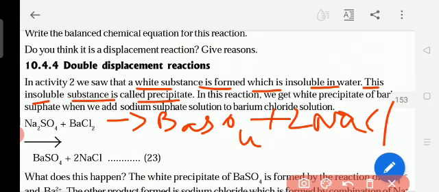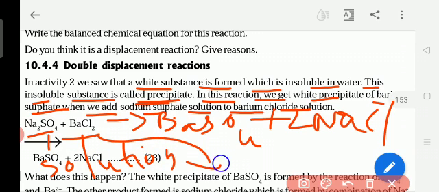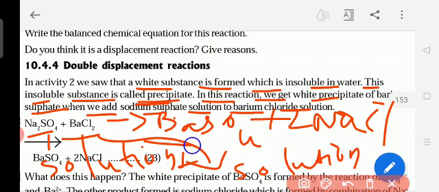That means when we mix two liquid chemicals, two solutions, we get an insoluble white precipitate powder. Insoluble means not soluble in water. It is called a precipitate. In this reaction, we get a white precipitate of barium sulfate. We add sodium sulfate solution to barium chloride solution. Na2SO4 is a solution, and BaCl2 is also a solution. When those two solutions are mixed together, we get the insoluble precipitate product.